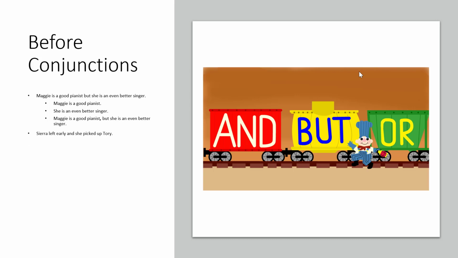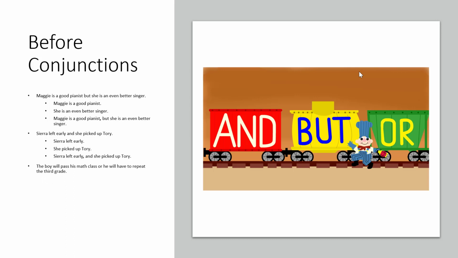The same rules apply when you are using the conjunction and. Here we have Sierra left early. She picked up Tori. We can use the comma and the conjunction to combine those two. So now you have Sierra left early, comma, and she picked up Tori.